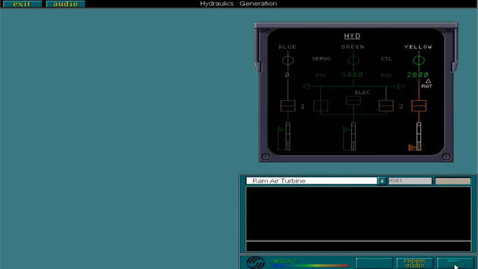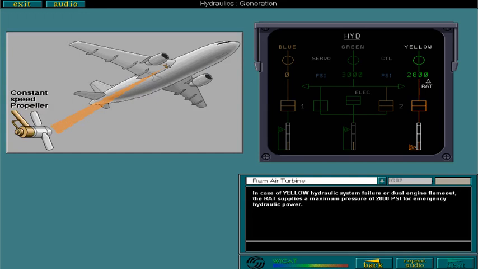In case of yellow hydraulic system failure or dual engine flameout, the RAT supplies a maximum pressure of 2800 psi for emergency hydraulic power. The RAT consists of a self-regulating pump driven by a constant speed propeller. Once the RAT is extended into the airstream, an in-flight retraction is impossible.